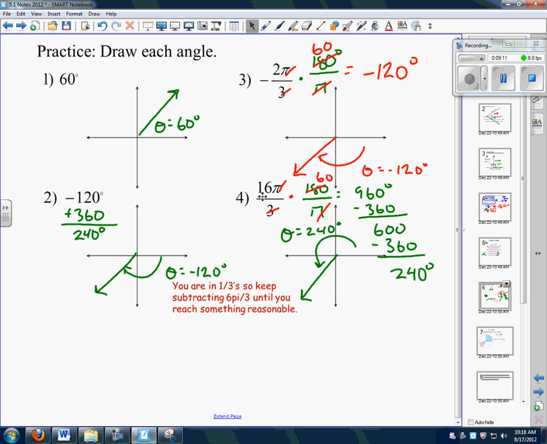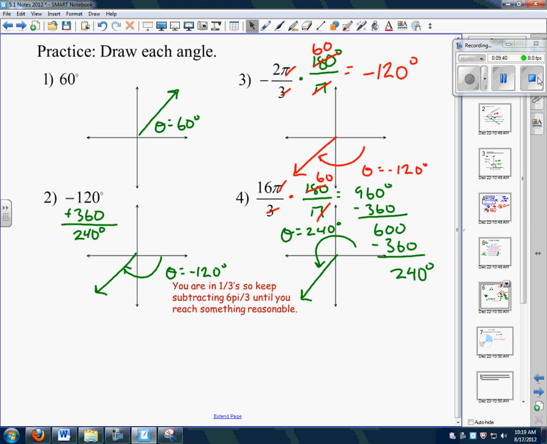Lastly, 16 pi over 3, we've seen that before. I got 960, so I just kept subtracting 360 till I found where it actually is. So these 3 angles here are all the same. Now, you could keep this in 16 pi over 3 and keep subtracting 2 pi's off of it, but we'll work on that over the next couple days.